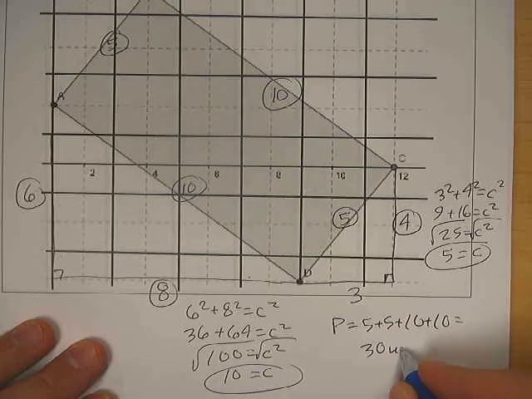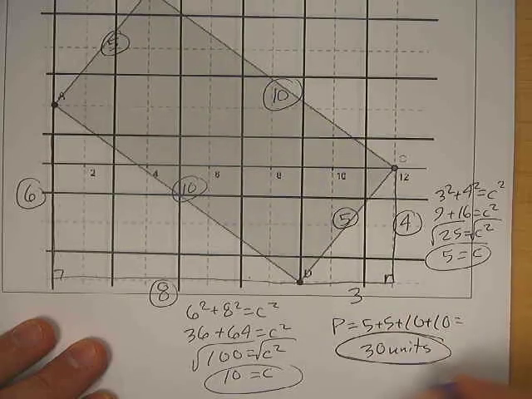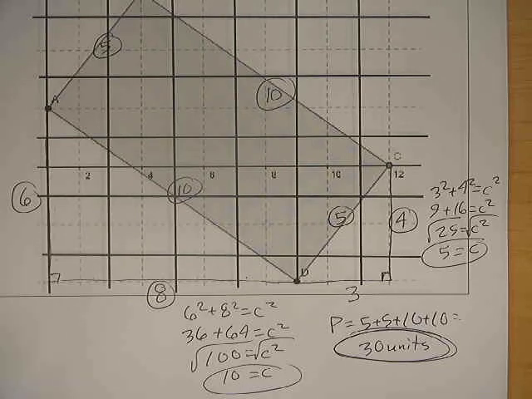So to get the perimeter, I add up all the sides. So it's going to be 5 plus 5 plus 10 plus 10, which would give me 30 units. That is the perimeter of this rectangle. Okay. Now we're going to one last part of the review video coming up.